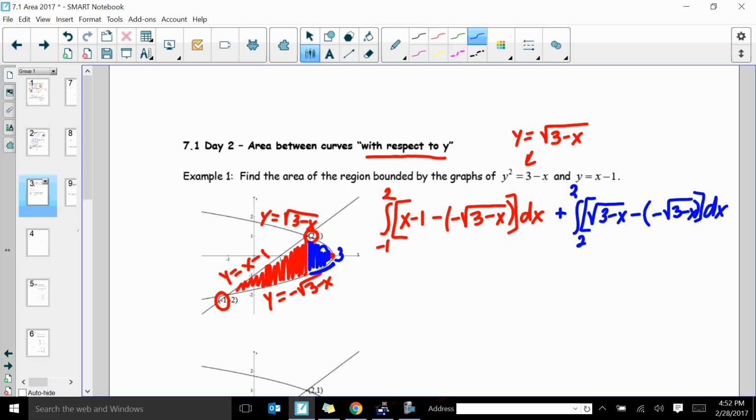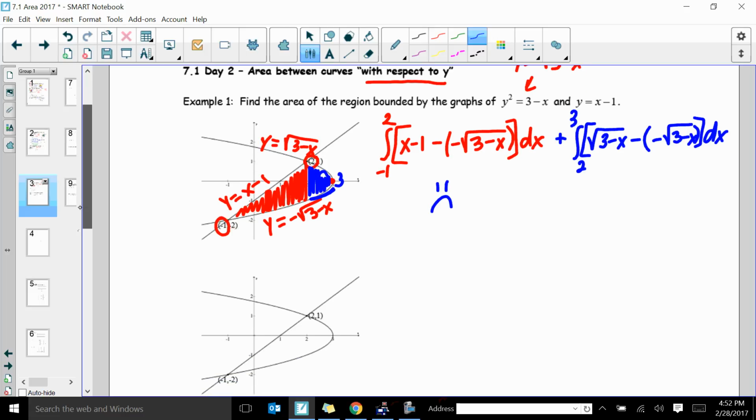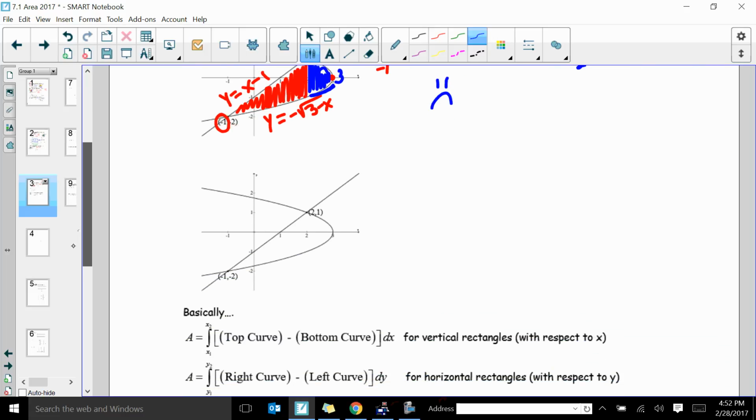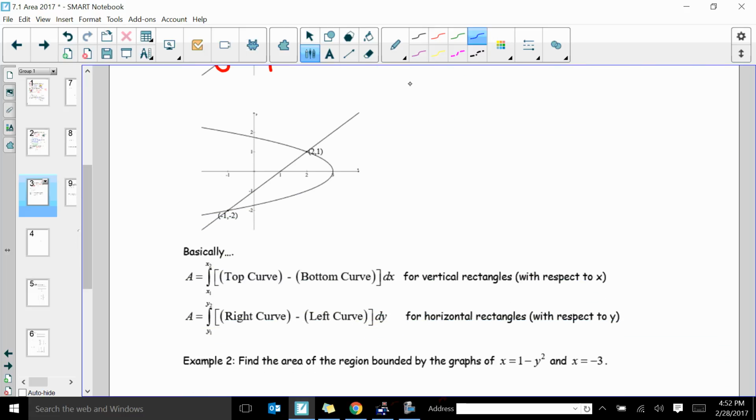Now, especially if this was a non-calculator problem, who wants to do this? This is a lot of work. It's possible to do without a calculator, but it is really gross. So I'm going to show you a much easier way to do this problem. That was just showing you the need for it.